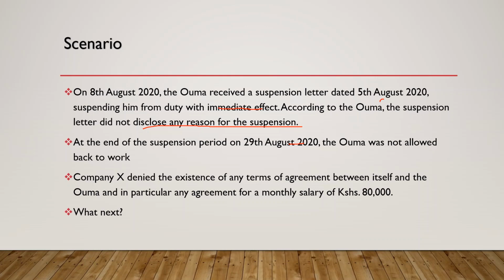Now, while this is happening, company X goes ahead to deny the existence of any terms of agreement between itself and Ouma, and it goes ahead to say that there was no agreement that Ouma was in fact to receive 80,000 per month. Remember, Ouma had entered into an oral agreement with this company, but now the company has denied everything. The company has actually gone ahead to suspend Ouma, and it does not want him back to work. So up to this point in time, you might wonder, what is next for Ouma? What steps can Ouma take to actually resolve this particular case?